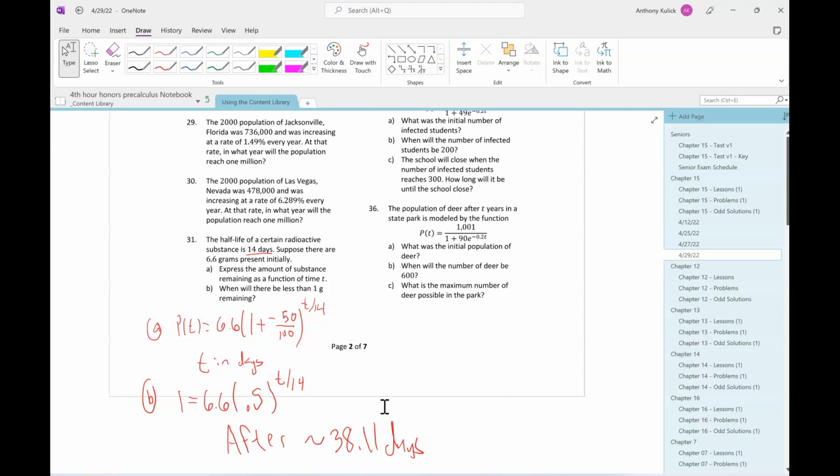I probably wouldn't give you full credit if you wrote 38.11 days and didn't say "after," because the question's described as an inequality there. You know what I mean? I know that feels picky, but it kind of matters. If you said t greater than 38.11 days, I'd be okay with that. Or greater than or equal to.